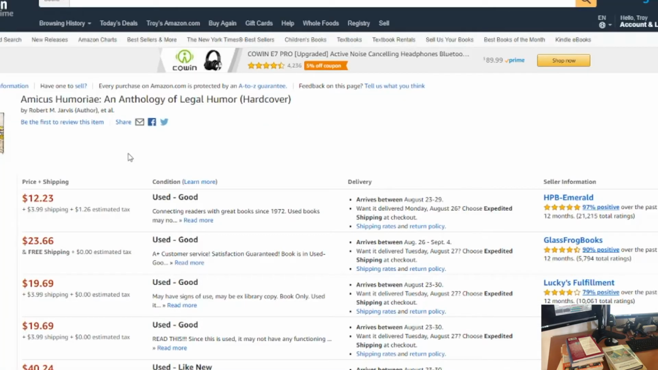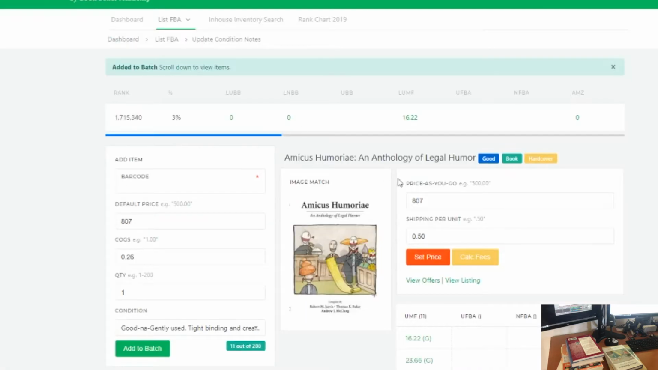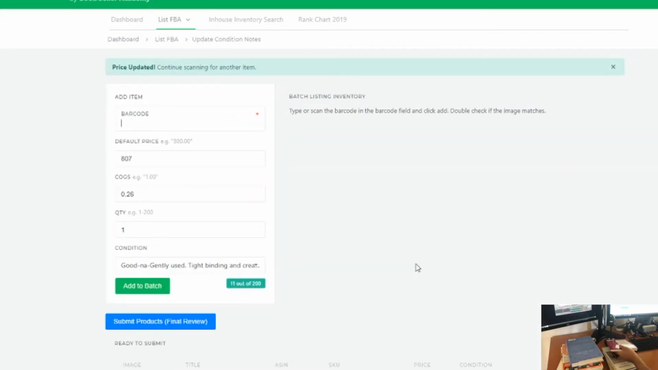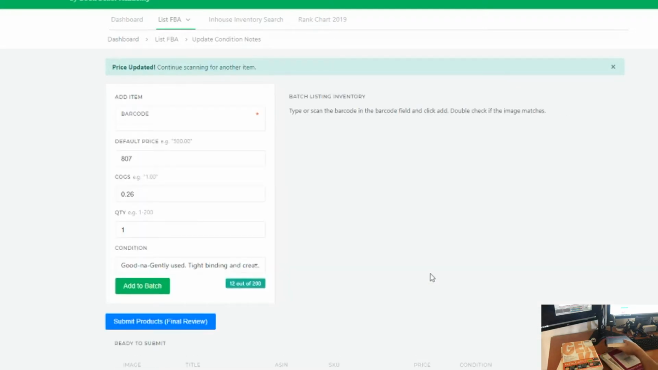Let me look at the offers again. Let's just price this at 25. What the heck? And let's set the price. Oh, did my scanner just die? No, there you go. 12.5, $12.94, still about a $5 profit. Set the price.